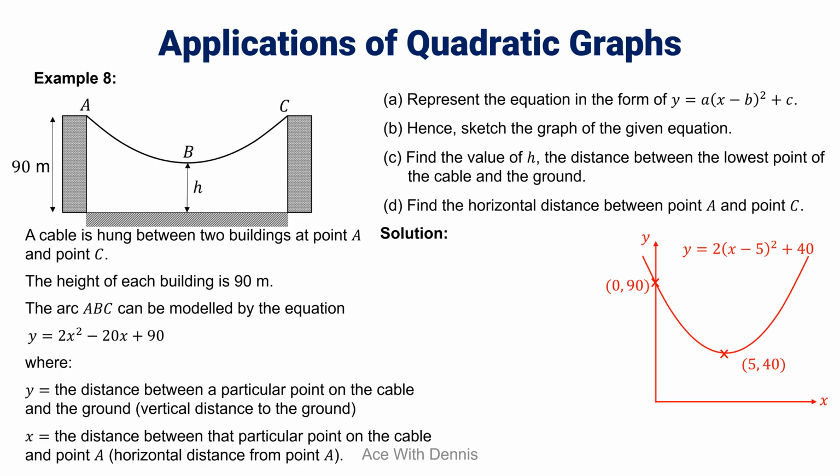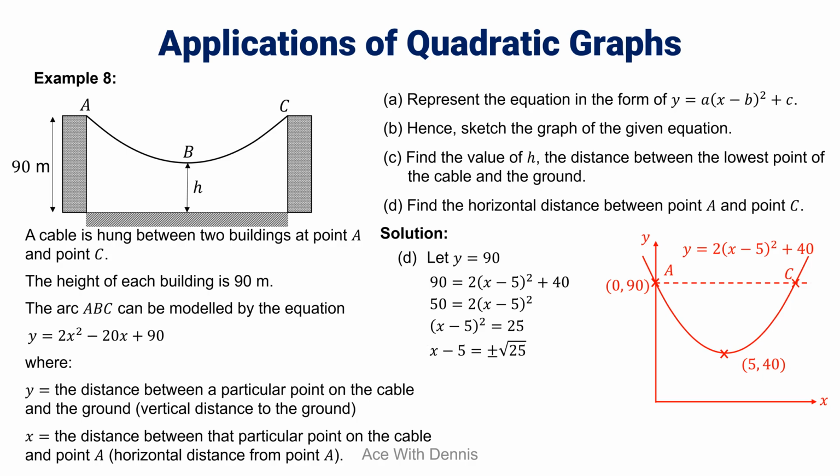To find the horizontal distance between point A and point C, we need to know the x coordinates of point A and point C. So first, we let y equal 90 because these two points, point A and point C, are 90 meters above the horizontal ground. So the equation becomes 90 equals 2(x minus 5)² plus 40, which means 50 equals 2(x minus 5)², or (x minus 5)² equals 25. Hence, x minus 5 equals plus or minus the square root of 25. Then we calculate separately, x minus 5 equals negative 5, or x minus 5 equals 5.